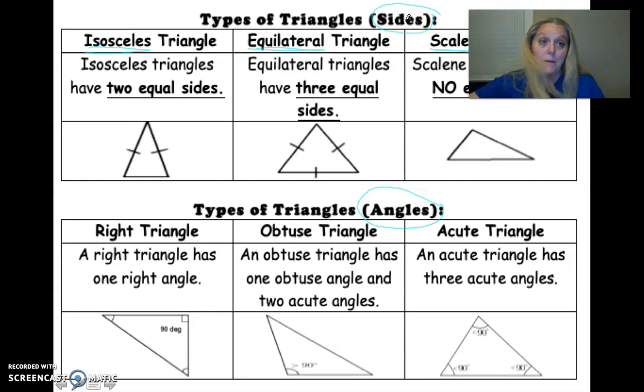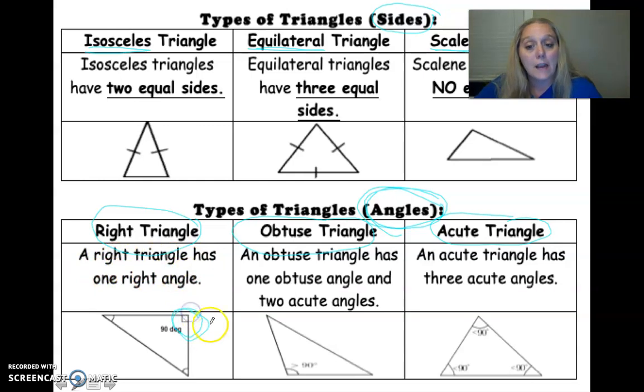But for today's purpose, we're going to talk about how to classify triangles by their angles. A triangle can be a right triangle, an obtuse triangle, or an acute triangle. How do we know whether it's a right, an obtuse, or an acute triangle? Well, it depends on the angles. A right triangle has one right angle. So if it's a right triangle, it's going to have a right angle. Pretty simple. If there's at least one right angle, it's a right triangle.